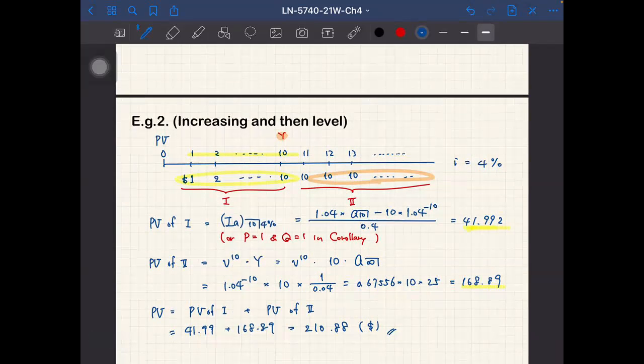So for this kind of complicated annuity, we can divide it into two parts. One is the increasing annuity part, and the second part is the level perpetuity. We may have some different strategies, but this is one of the simplest solutions to answer this question.